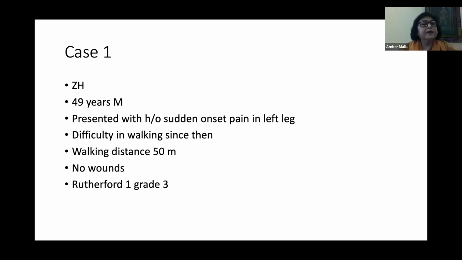This is a 49-year-old male. He was a receptionist for one of our very famous and senior professors, my principal at King Edward Medical College. He presented with a history of sudden onset pain. That pain had happened earlier and he didn't go anywhere; he came back a month or so later, still with that pain. He has difficulty walking, his walking distance was 50 meters, no wounds. He was Rutherford 3, a severe claudicant.